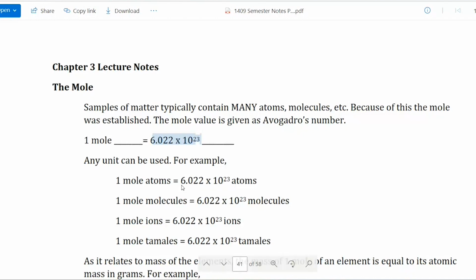A mole of atoms, 6.022 times 10 raised to the 23. A mole of molecules, 6.022 times 10 to the 23.